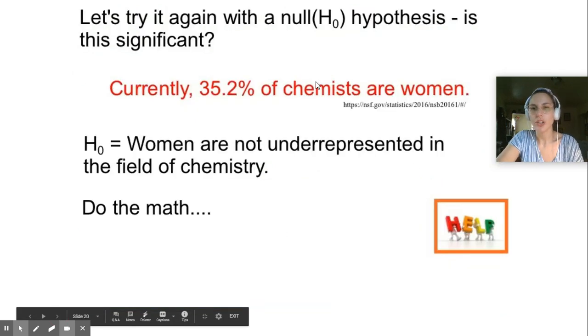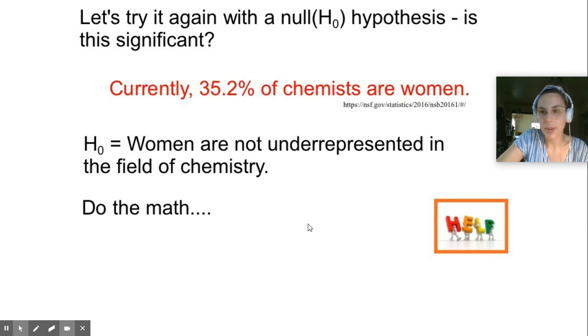So we're going to do this example here to try again to figure out how this chi-square test works. Let's try it again with a null hypothesis, and then we're going to figure out if it's significant or not. In this scenario, we're going to be binary, so male, female. In this example, we're pretending 50% of the population is male, 50% female. Currently, 35.2% of chemists in the world are women. So our null hypothesis would say women are not underrepresented in the field of chemistry.